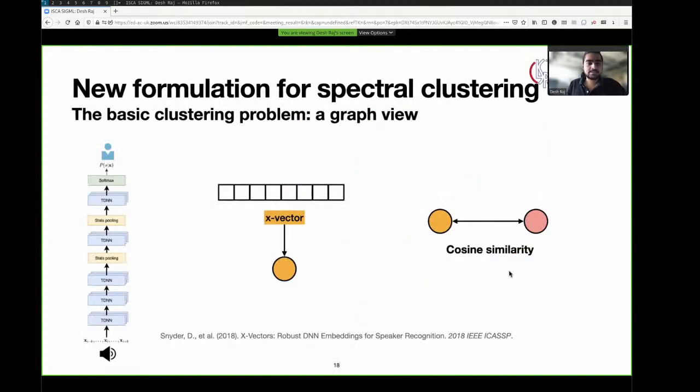Let's look at this problem in a graphical approach. What we have is an X vector corresponding to each segment. And this X vector is obtained, as I mentioned earlier, from an embedding extractor, which obtains speaker information from the segments. So suppose we represent each X vector as a node in a graph. So each segment now corresponds to a node in a graph. The distance between any two nodes can then be computed by computing just a cosine similarity between their corresponding X vectors. So if the cosine similarity is high, that means these nodes will be closer together. So it's like an inversely proportional relationship.